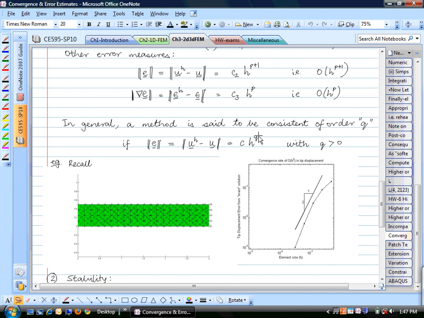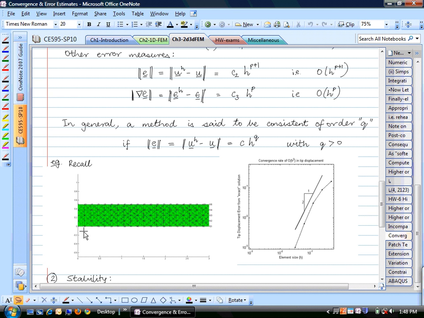So when we say that our method is accurate up to p plus 1 or q, we are saying that if you decrease the size of the element, our accuracy will increase 4 times. So if your method is not consistent or if your method is not stable, you cannot talk about accuracy.